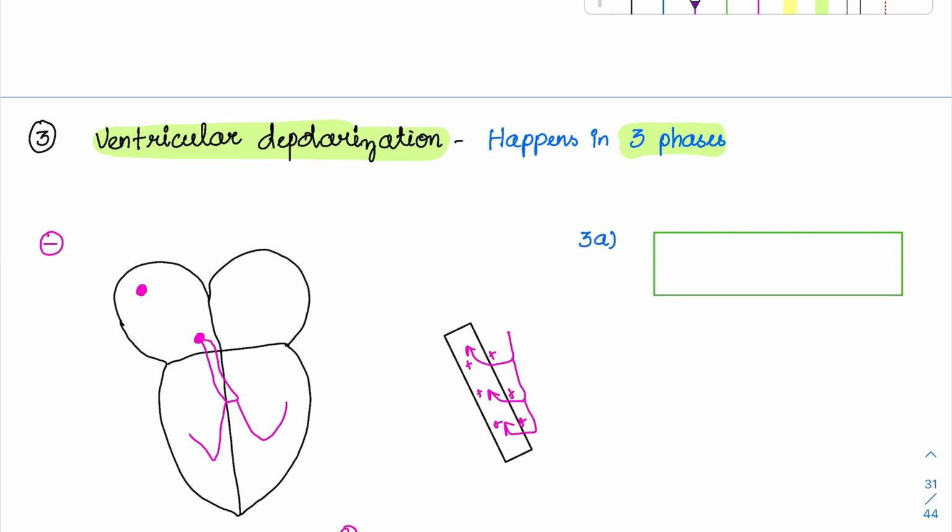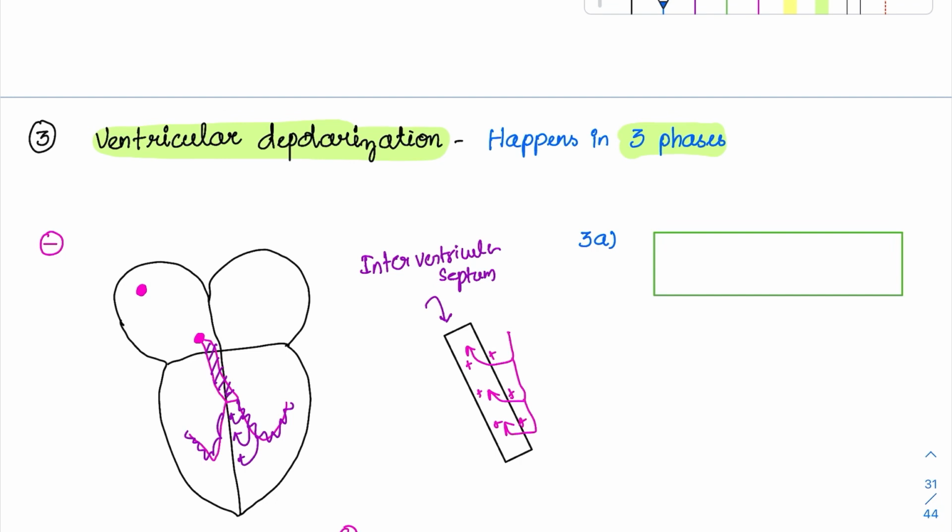The first wave: the bundle of His is like this, and it is giving the right and left bundle branches. From the left side, the fibers will go and give the impulses like this. So it is now depolarizing only one little portion, called the interventricular septum. And the depolarization is happening like this, backwards. Can you see? The arrows are going like this because the direction of the fibers is like this.